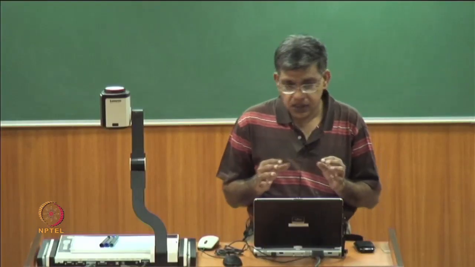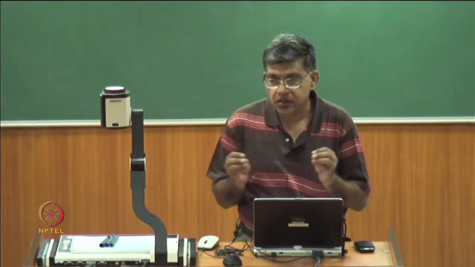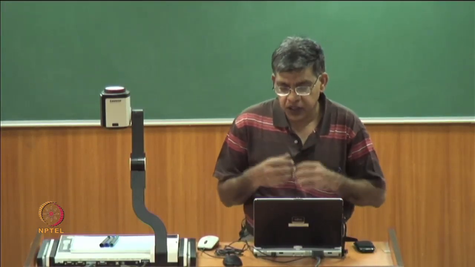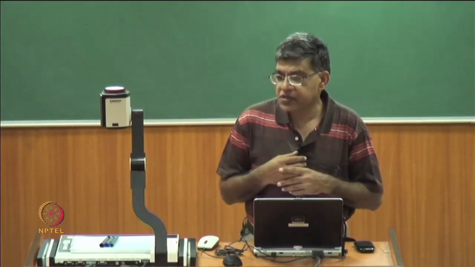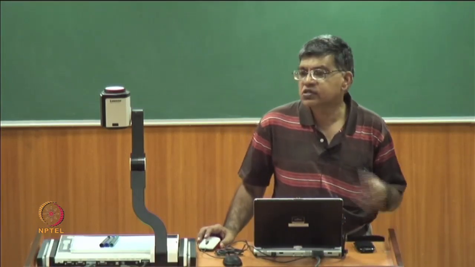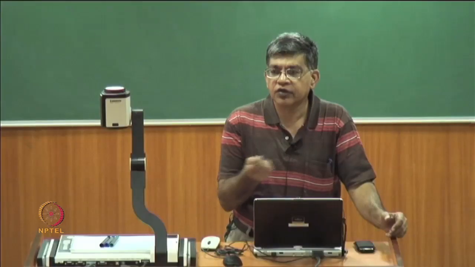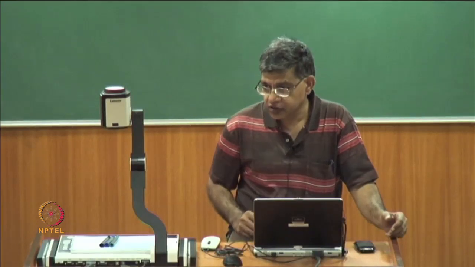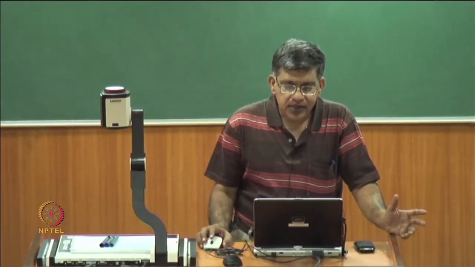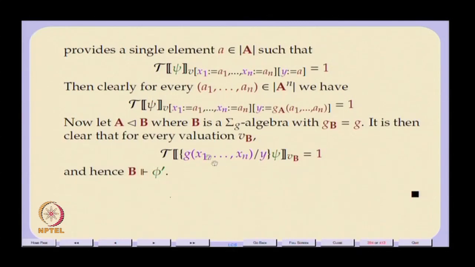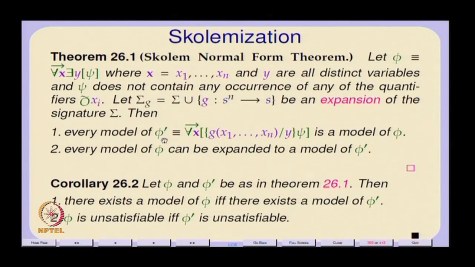So, in a certain sense you are using the axiom of choice if you were to think of it as part of set theory, and you just define a function. You choose an arbitrary element A that satisfies this predicate psi for each A1 to An, and you choose one arbitrary element for each n-tuple and define this function g, right. And then it is clear that you have expanded the signature by this, and it is clear that the truth value also holds. So, essentially, you take any model of phi prime, that is a model of phi.